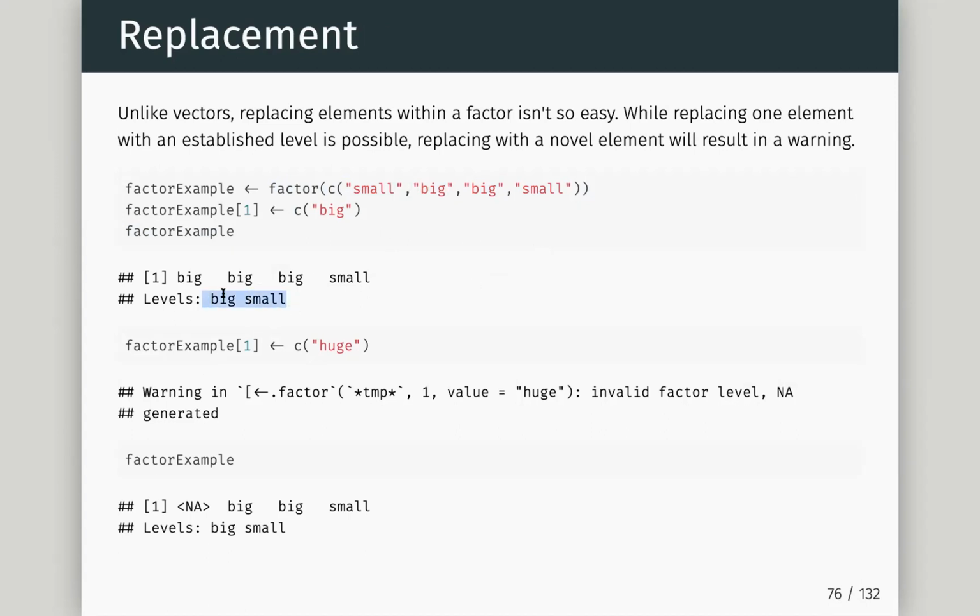Now, if I have the same factor, we can see the levels here, it doesn't have one called huge. If I try and change this first value now to huge, it's going to say exactly what we were just saying. It's an invalid factor level. This level doesn't exist. And it's going to generate an NA. Now I have an NA value in my first index in my vector.